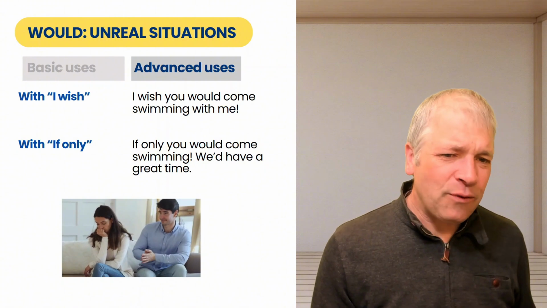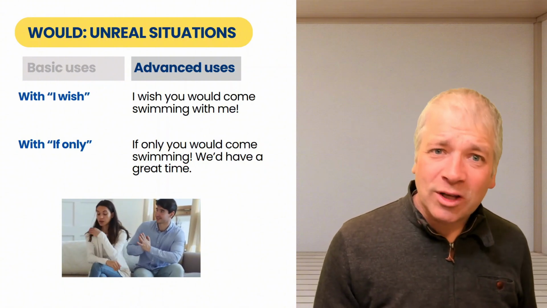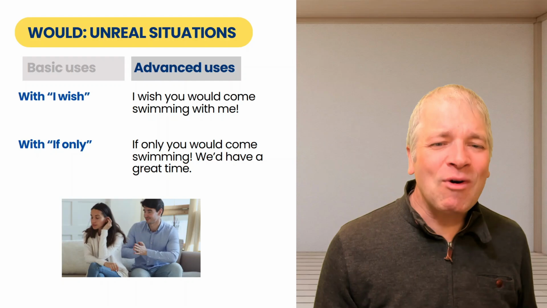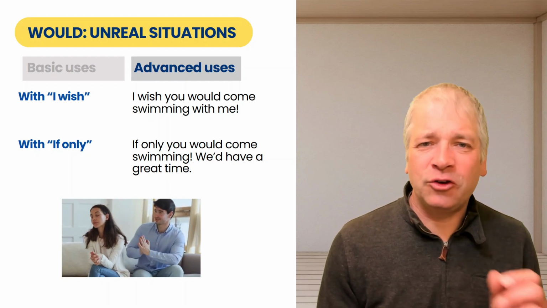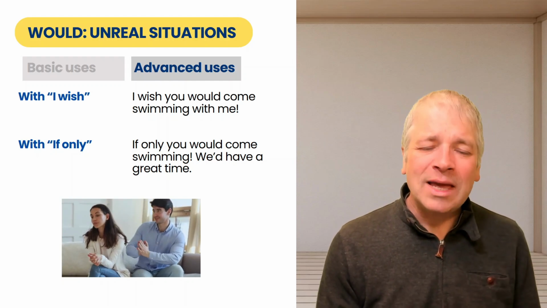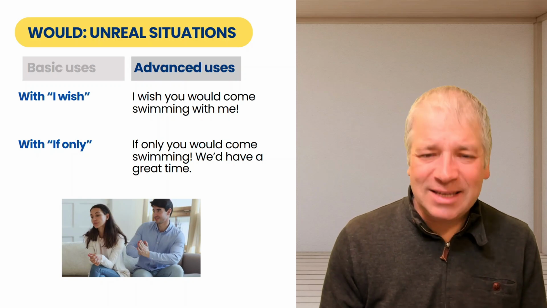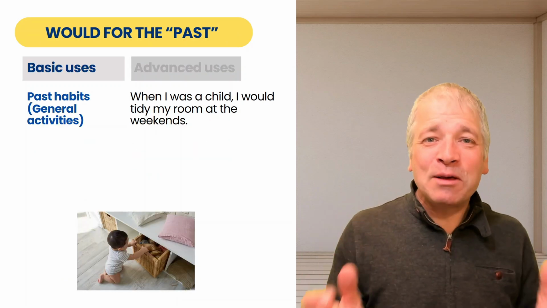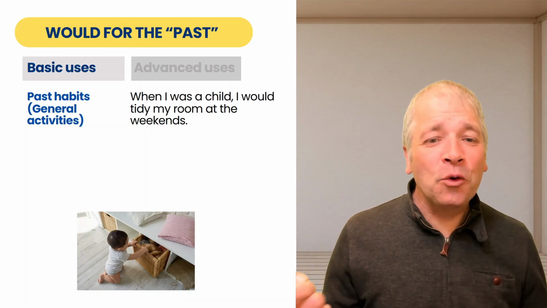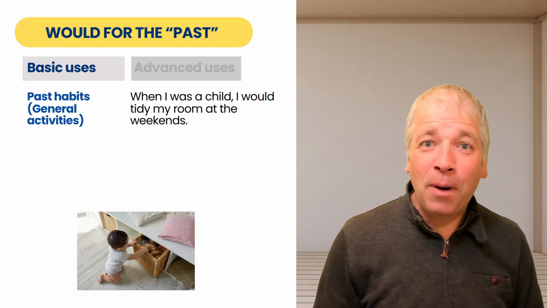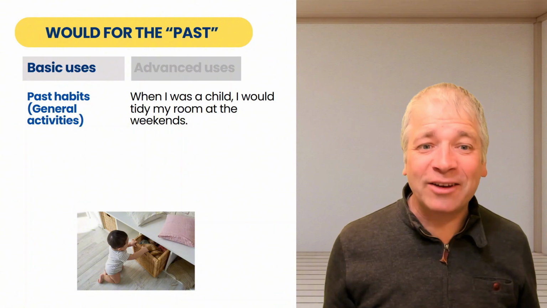Also with if only. If only you would come swimming, we'd have a great time. So here I've used the contraction we'd. We would, we apostrophe D. There are a number of reasons why would can be used for the past, and one of them is with past habits for general activities.